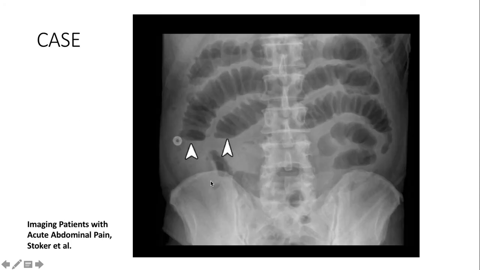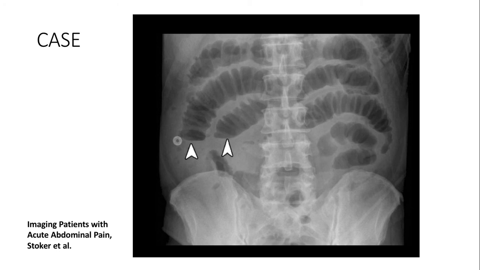Okay? This is a case. I actually took it from a journal. The title is Imaging Patients with Acute Abdominal Pain. So the arrows easily indicate fluid level, air fluid level. Now, is this a large bowel or a small bowel? You should confidently say this is small bowel obstruction.